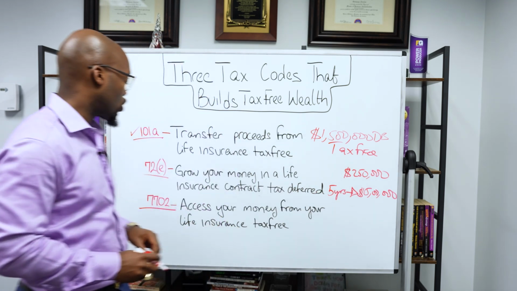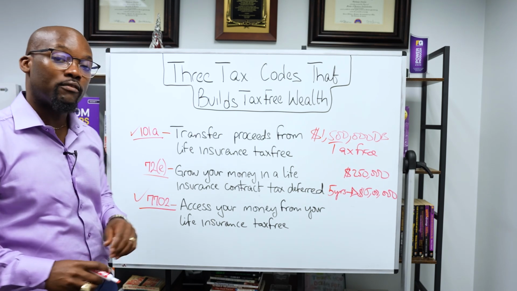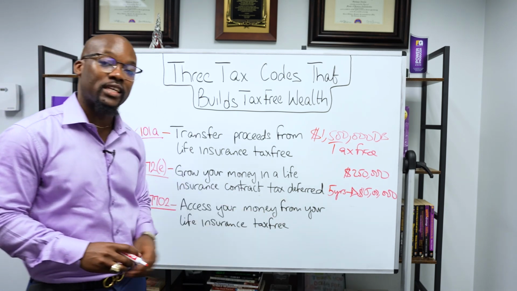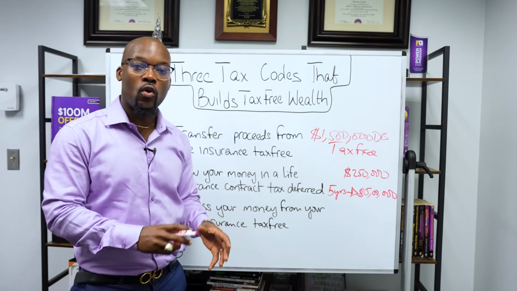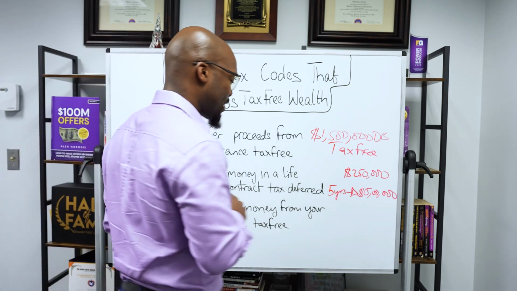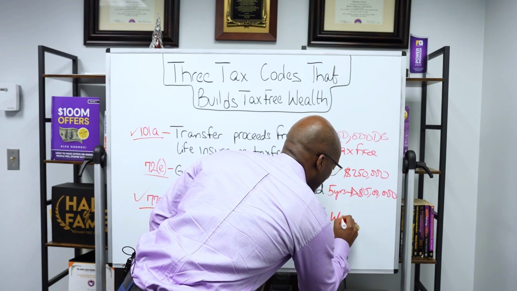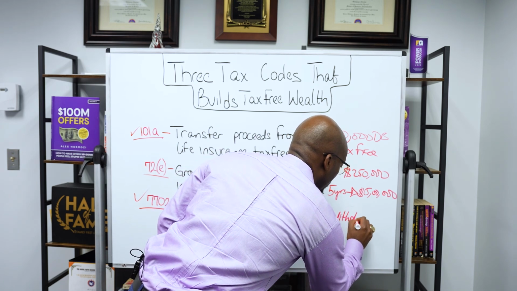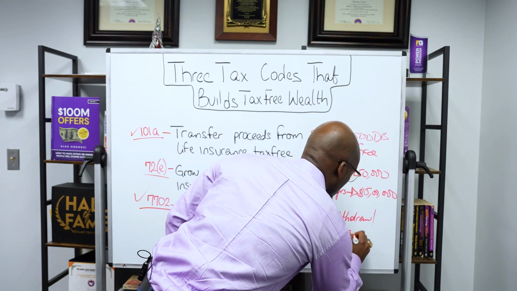Which now brings me to the third code, which is 7702. Tax code 7702 is what allows you to access money from your life insurance policy without having to pay taxes on it if you do it the right way. Now, there are two ways to access money from your policy. Number one, you can access it as a withdrawal. And the second way is as a loan.